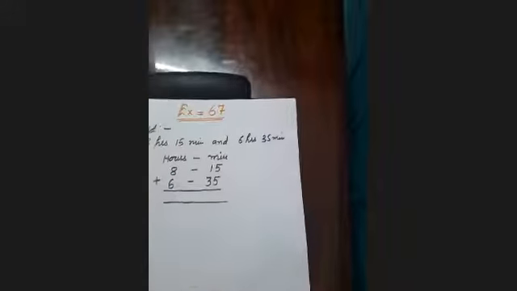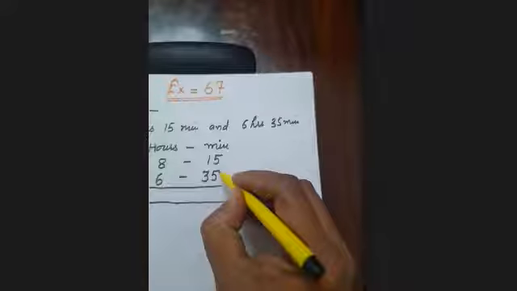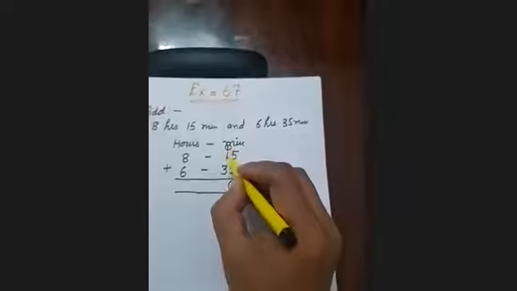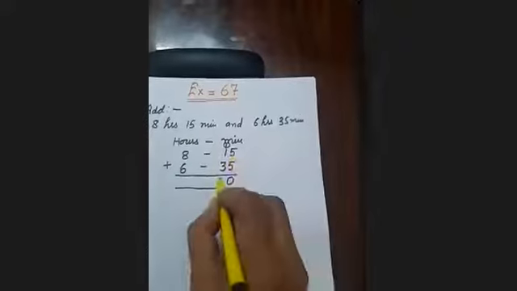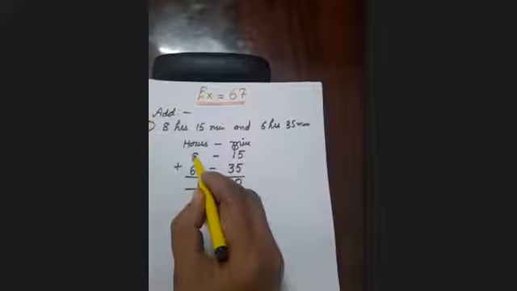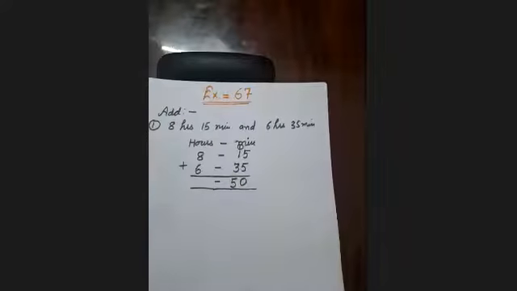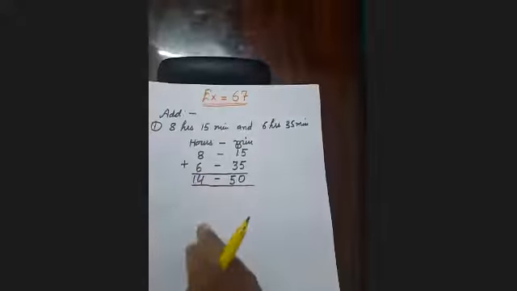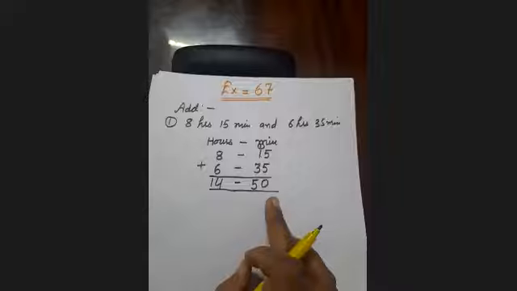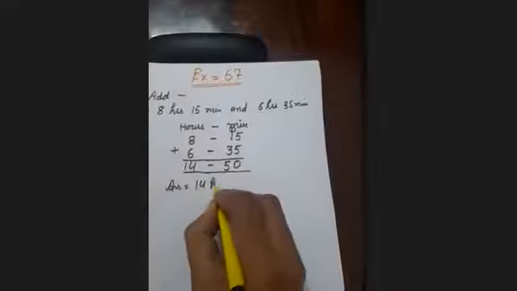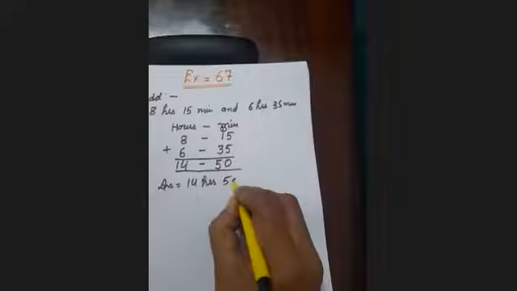Now start from right hand side. 5 plus 5, 10. So we'll put here 0 and 1 carry. Add 1 plus 1, 2. And 2 plus 3 is 5. Clear? Next is 8 plus 6, which is 14. So in first question, your answer is 14 hours and 50 minutes.